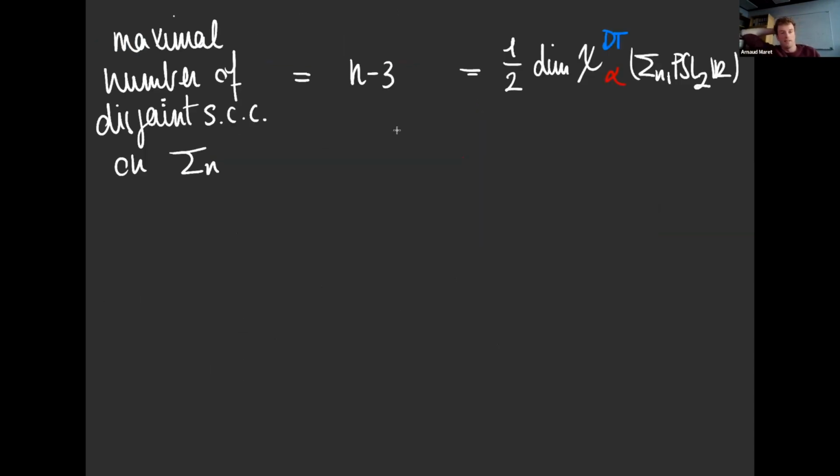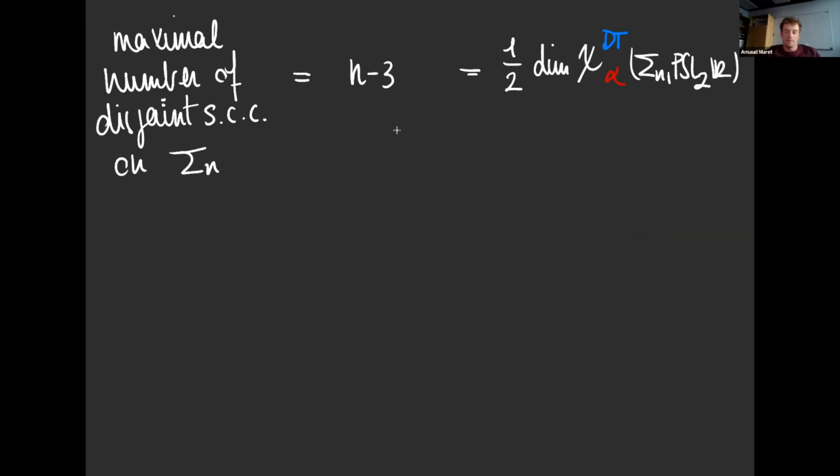which is, well, it's simply the maximum number of non-intersecting simple closed curves on this punctured sphere Sigma_n, which turns out to be n minus 3. And now that's where the little magic happens here, because n minus 3 is also half the dimension of the character variety. This is another thing you can compute.